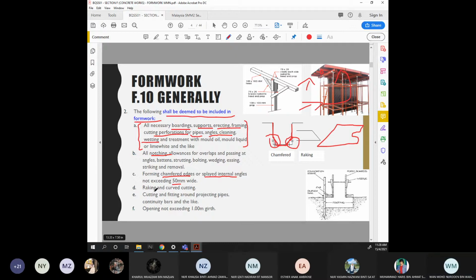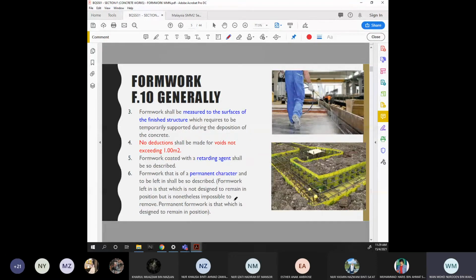D, racking and curve cutting. Potongan dia, racking and curve cutting. Cutting and fitting around projecting pipes, continuity bars and the like. And then F, opening not exceeding 1 meter girth. Kalau ada opening yang tidak melebihi daripada 1 meter girth, maksud itu dikira termasuk sekali lah. Okay, that is number 2.